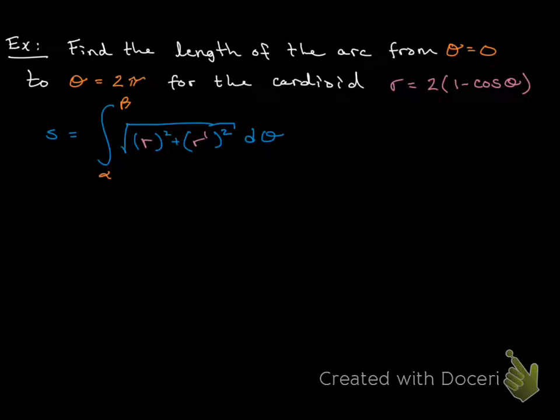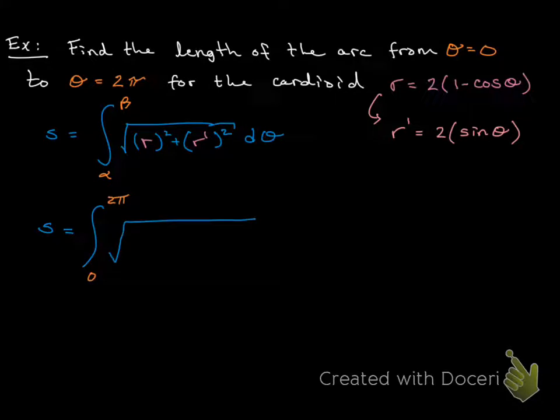S is the integral from alpha to beta, square root of r squared plus r prime squared, all with respect to theta. Since r is 2 times 1 minus cosine theta, my derivative should be 2 times sine theta, right? Derivative of 1 is 0, minus the derivative of cosine, which is minus sine, minus a minus sine, or plus sine. So I'll plug that in and I'll square it into my formula here. Of course, integrating from 0 to 2 pi, those were given. I'm not going to make you find those.